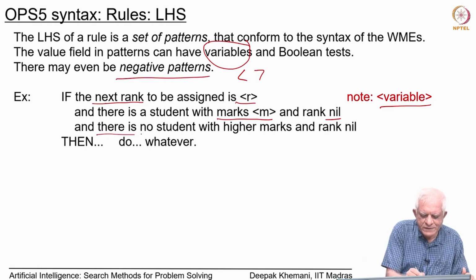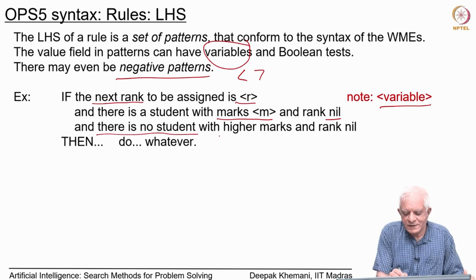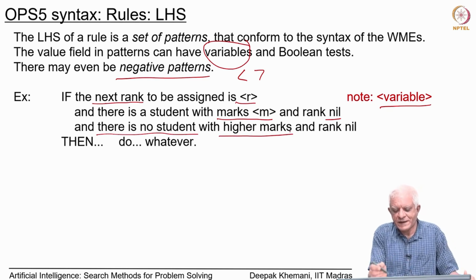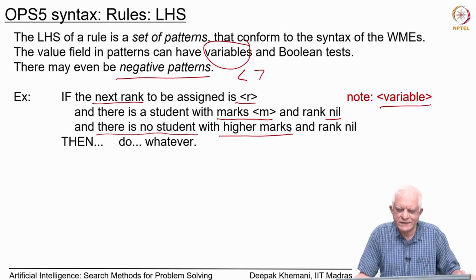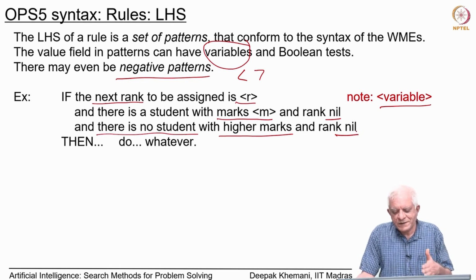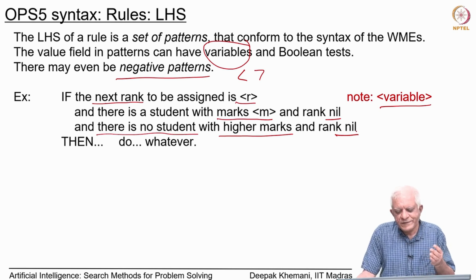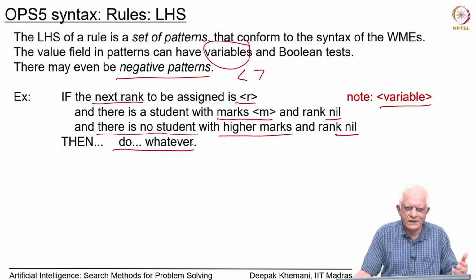It says there is no student with higher marks than M. I could have written M here, I just wrote it in more English-like fashion, who has not been assigned a rank still essentially. So, essentially what are you saying? You are saying that of all the students that are there in your working memory, you look at the students who do not have a rank that have been assigned, pick a student who has got some marks M such that nobody else has got higher marks. Then of course, that student can be given rank R. Okay. So, I have not stated the right hand side here, but we will do so as we go along.